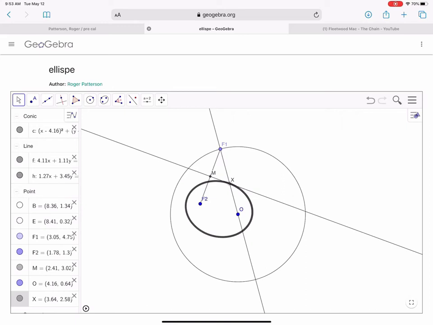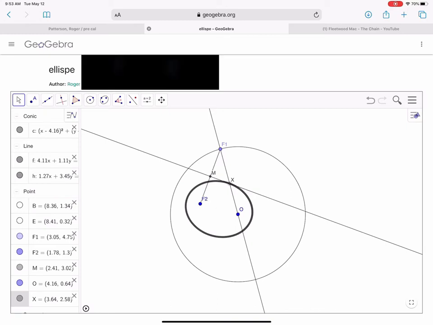Those points are important to all conic sections. Those 2 points are called focus points. And the big thing about a focus point in an ellipse, I'm going to see if I can get this to work on here.